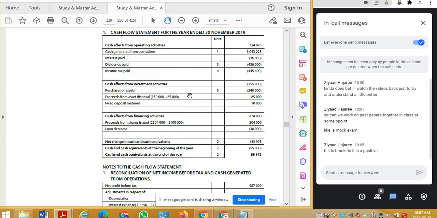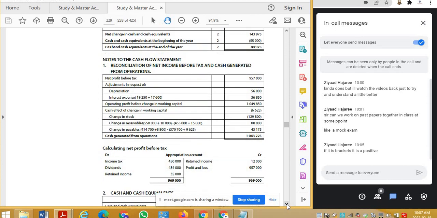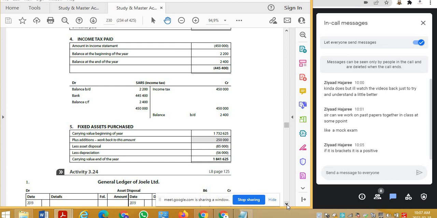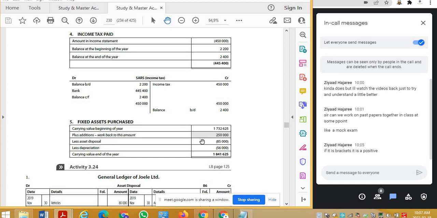Let's talk about the purchase of asset. 240,000 rand. Where did they get that? How did they get that? This is supposed to be 240,000. I don't know why, why is it 250? It's weird.